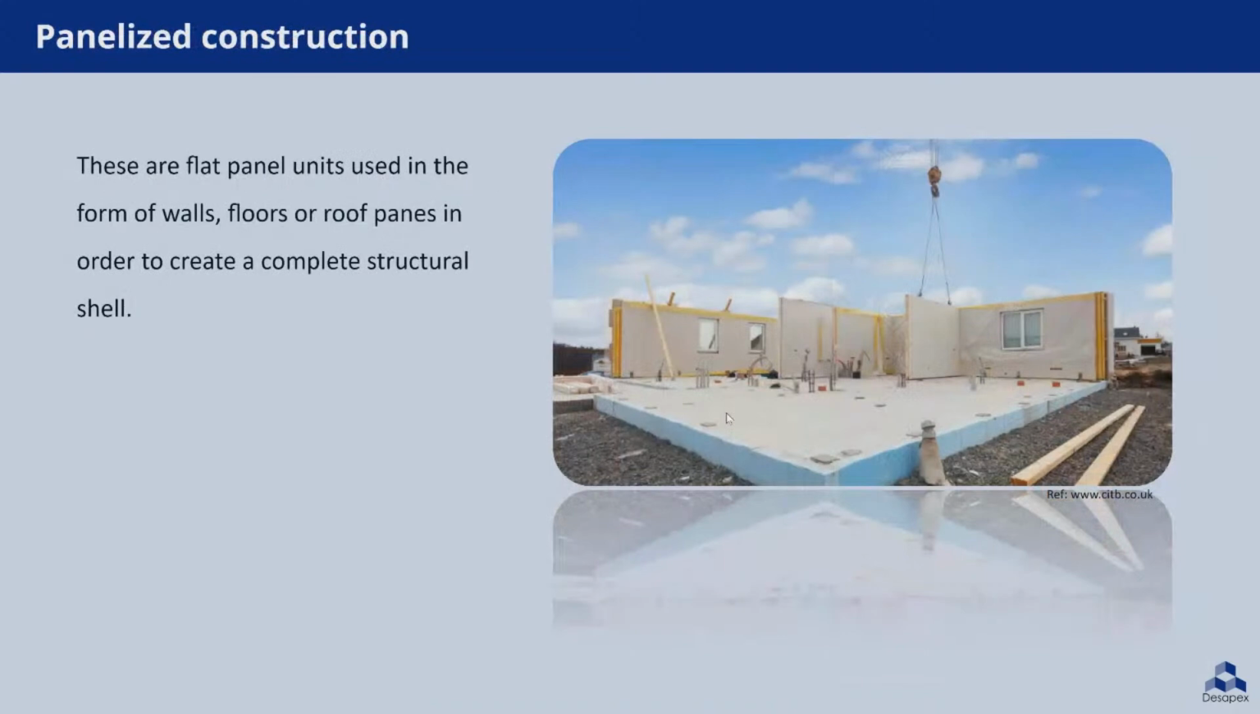Next one is panelized construction. These are flat panel modules that are utilized to make a complete structural shell in the shape of wall, floor, or roof panels. These panel units are manufactured in the factory and brought to the job site for assembly as a 3-dimensional structure or to fit into an already created structure on site.